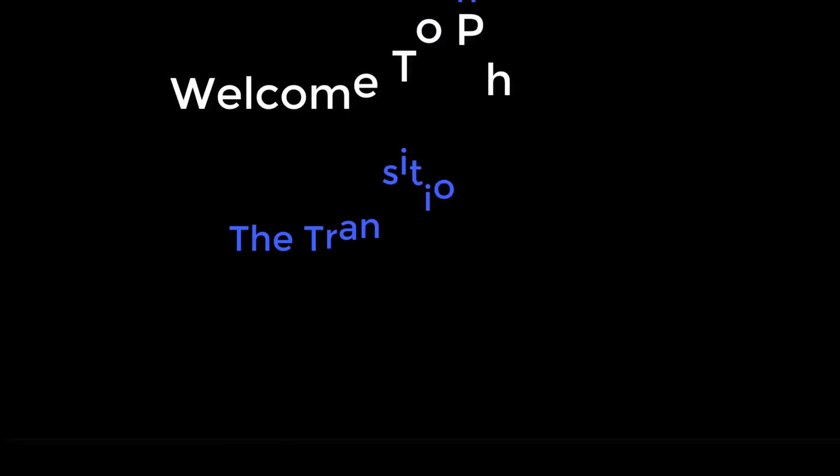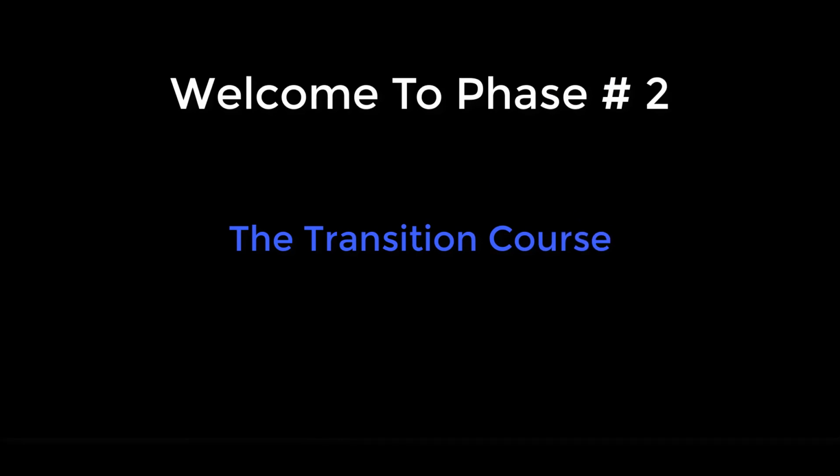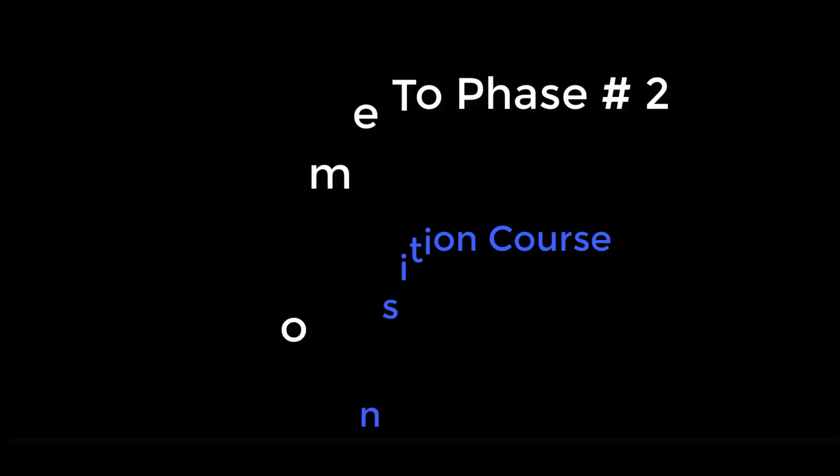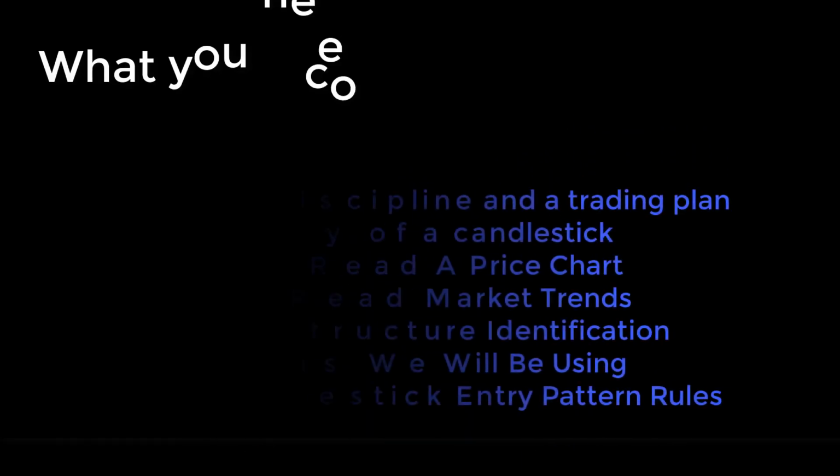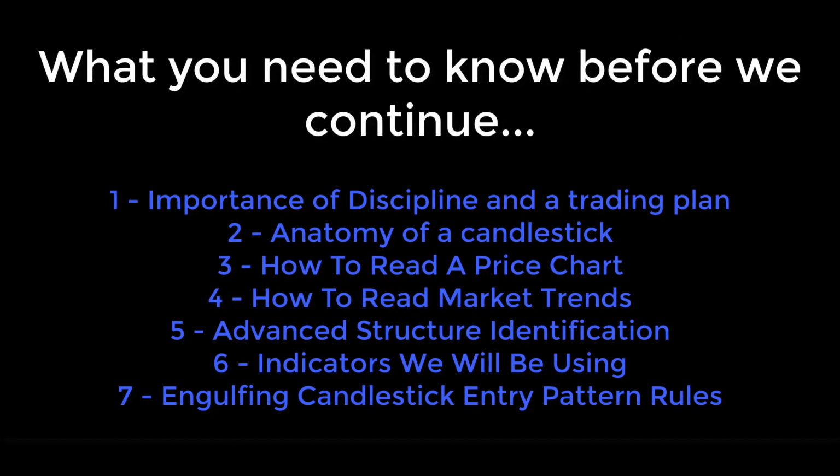Hey traders, welcome to phase number 2, the transition course. So far you've learned about the anatomy of a candlestick, you've learned about how the markets move, you now understand trend and structure, and you have a grasp on the indicators and the candlestick entry patterns that we're going to be using throughout this course and throughout this phase in the transition course.